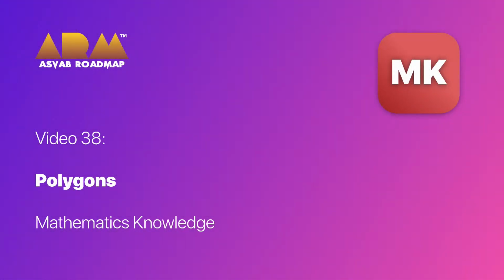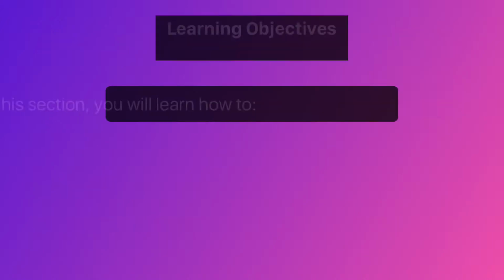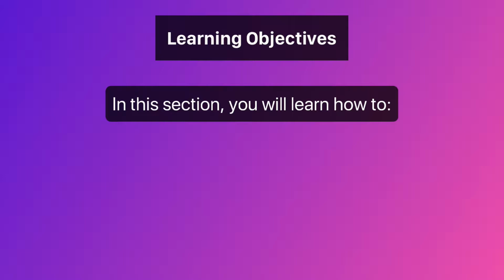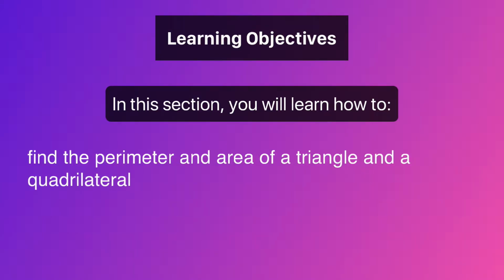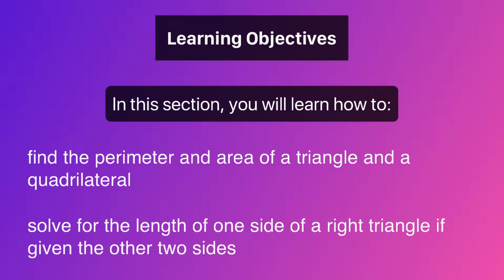Today's video is about polygons. So let's go over some learning objectives. In this section, you will learn how to find the perimeter and area of a triangle and a quadrilateral, and solve for the length of one side of a right triangle if given the other two sides.